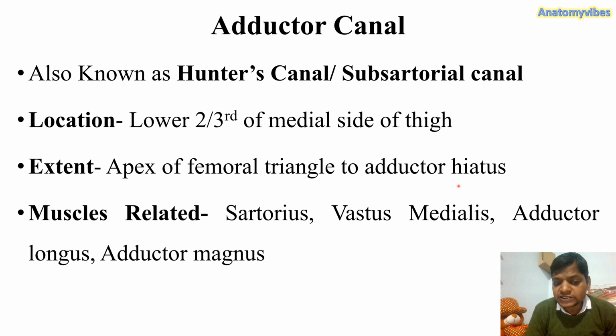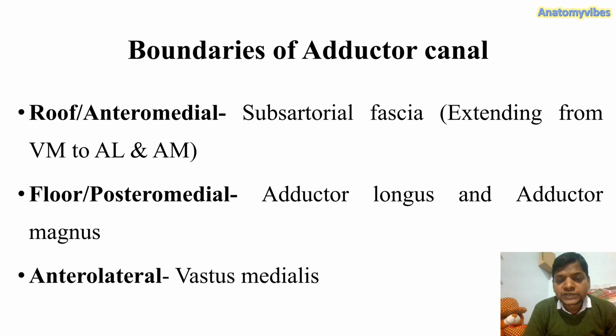What are the muscles we discussed? Sartorius, vastus medialis, adductor longus and adductor magnus. Moving further, actual boundary of adductor canal. Roof is formed by subsartorial fascia extending from vastus medialis to adductor longus and adductor magnus. Floor or posteromedial boundary is formed by two muscles, adductor longus and adductor magnus. Anterolateral boundary is formed by vastus medialis. So this is all about the boundaries. Hope you have understood this. Moving further.